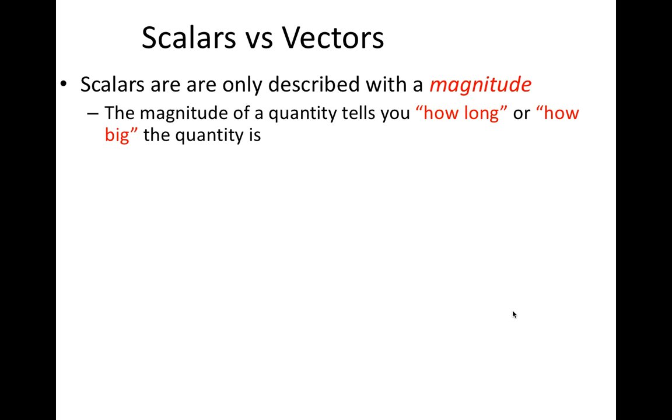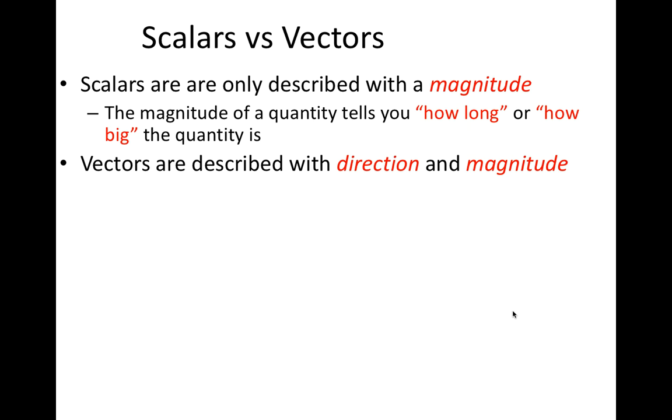Scalars are not associated with any direction. So these include things like temperature or time or distance, where we don't need to describe the direction. Vectors, on the other hand, require a description of both direction and magnitude.